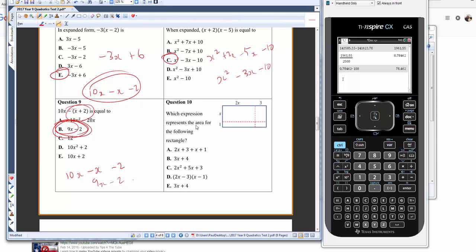We're looking for the expression that best represents the area. Well, this is an area model, so let's do x times 2x, which is 2x squared, x times 3, which is 3x, 1 times 2x, which is 2x, and 1 times 3, which is 3. And now we're going to add the composite rectangle together. It's 2x squared plus 5x plus 3, which was C.